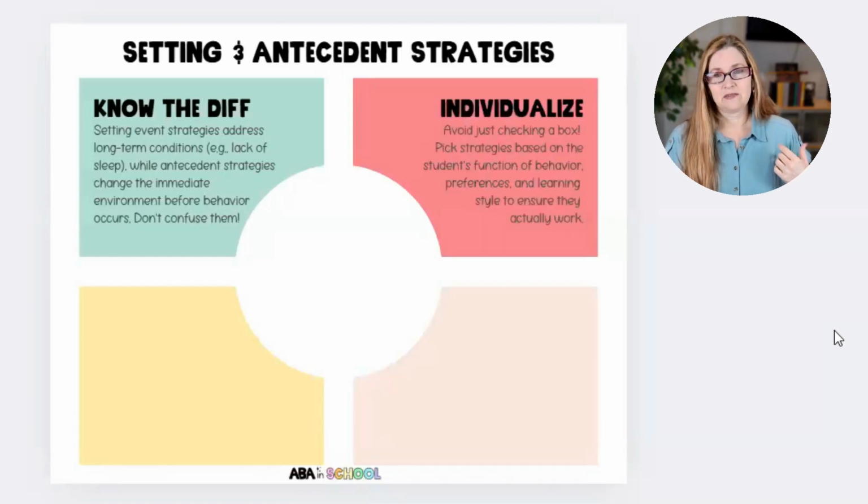And then always individualize. We don't want any of our behavior plans to just be checked boxes. I've seen a lot of behavior plans that have like 500 strategies in place. It's like, well, really think about that specific learner. Is this one strategy actually making a difference for that learner?